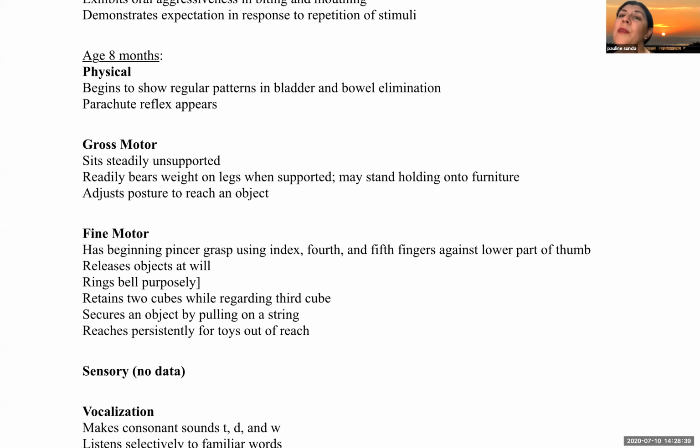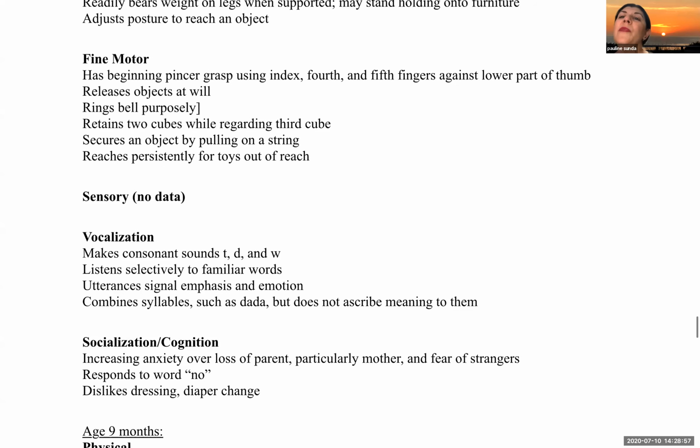Age 8 months, the parachute reflex appears, and this is when you feel like you're going to fall and you quickly raise your hands to catch yourself. So this appears at that time. Gross motor, they are able to sit steadily, unsupported. Fine motor, they're beginning to have a pincher grasp using the index, 4th, and 5th fingers against the lower part of the thumb.